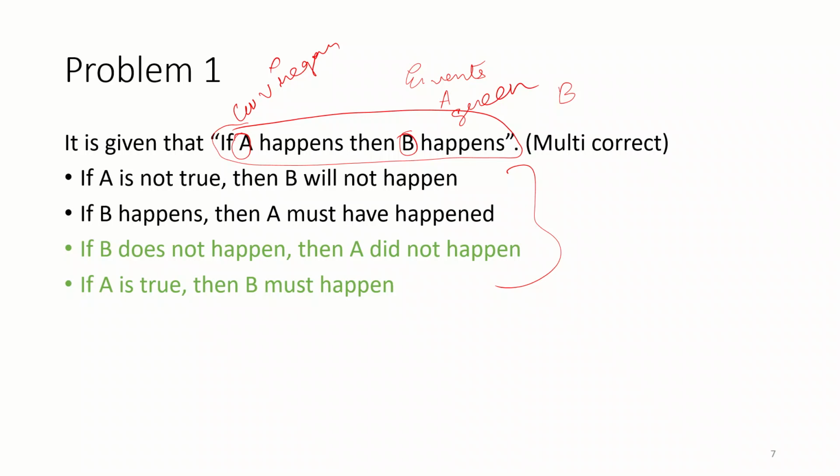Then if B does not happen, so the copper does not turn green, then A did not happen. Is it true or false? True. If the copper is not turning green, it is because it has not been dipped in vinegar. If it was dipped in vinegar, it would turn green. That's the last option. Okay. I think that was the conclusion here.